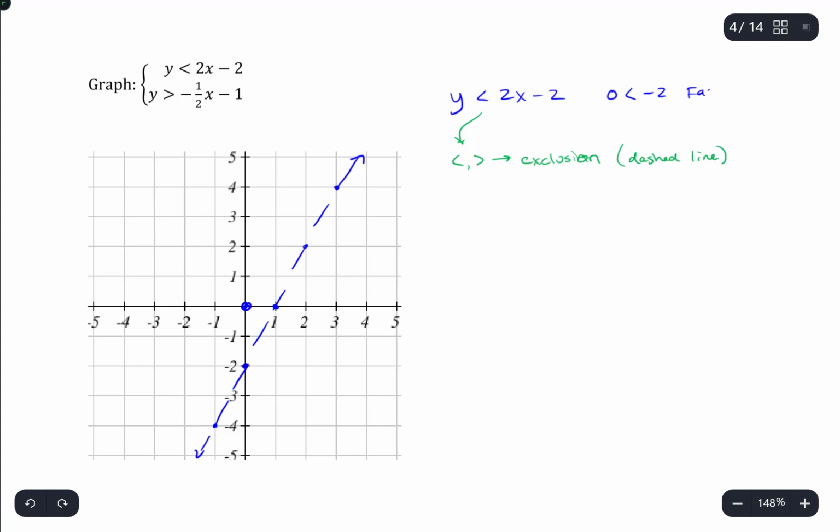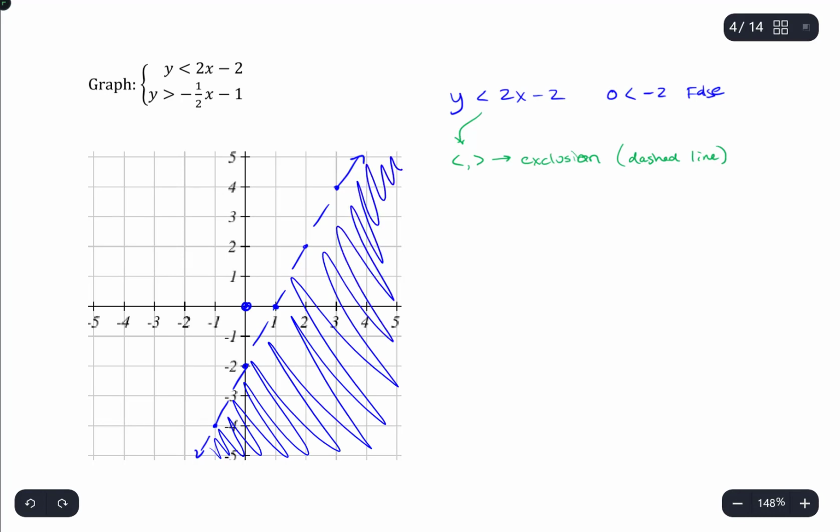That's a false statement. And because that's a false statement, what we do is we shade the side opposite of the origin. So I'm going to shade this side of the line over here. All right, now that one's done. Now we'll go on to y is greater than negative 1 half x minus 1.